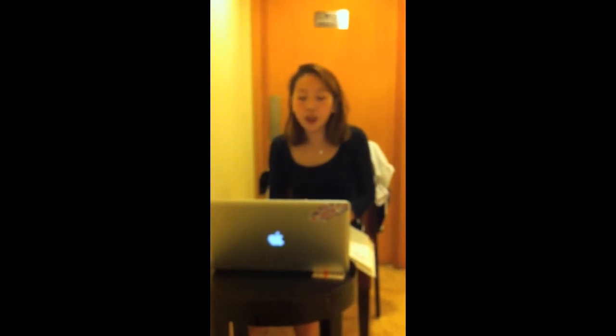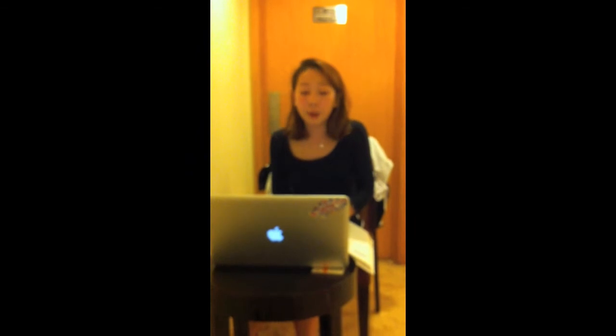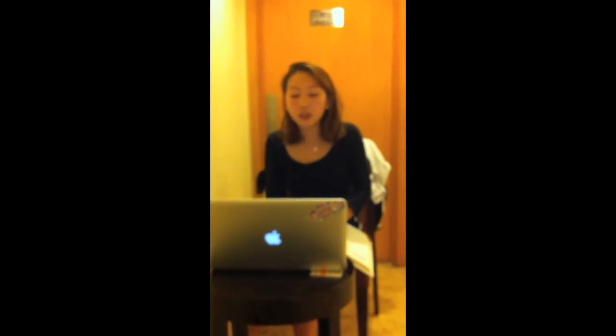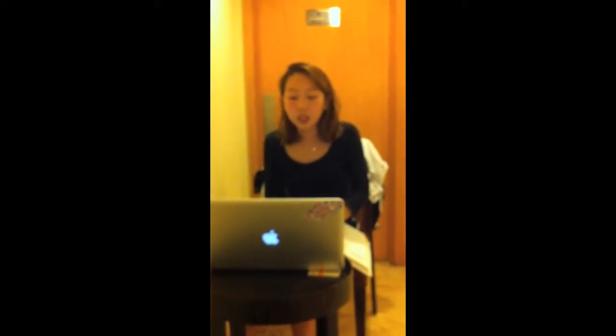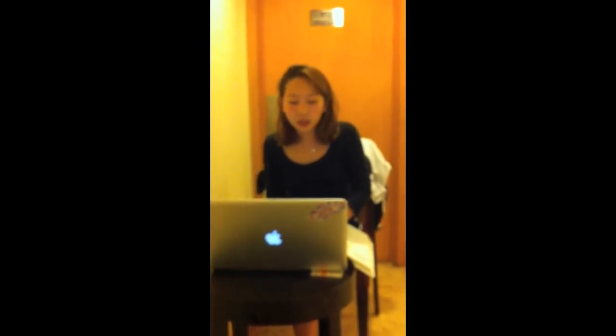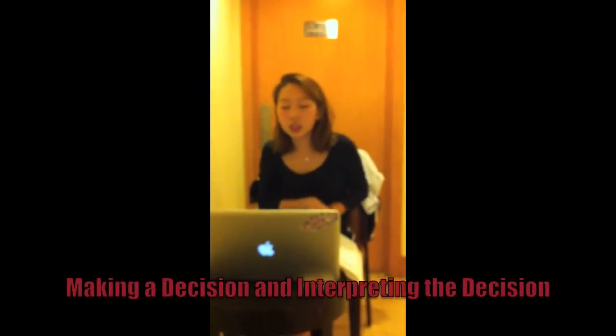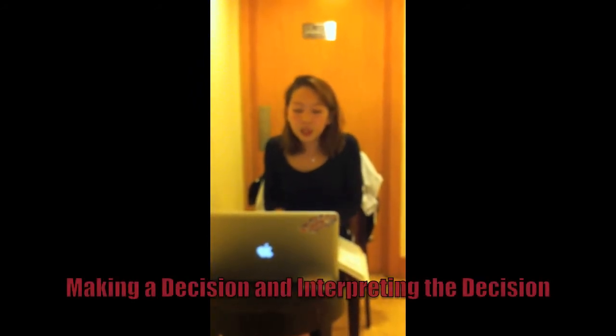So if the alternative hypothesis contains a less than inequality symbol, the hypothesis test is a left-tailed test. If the alternative hypothesis contains the greater than inequality symbol, it is a right-tailed test. If the alternative hypothesis contains the not equal to symbol, it is a two-tailed test. Making a decision and interpreting the decision.